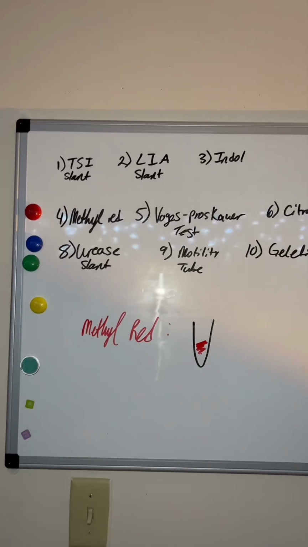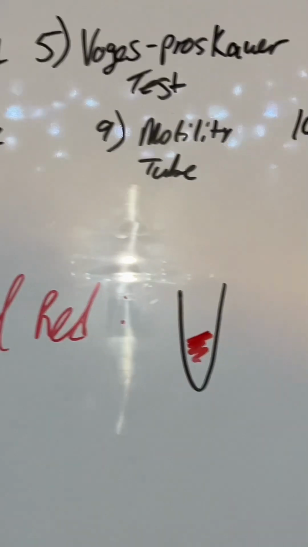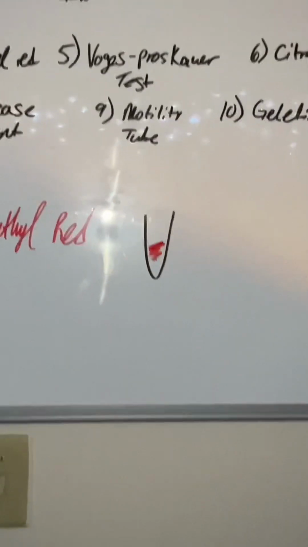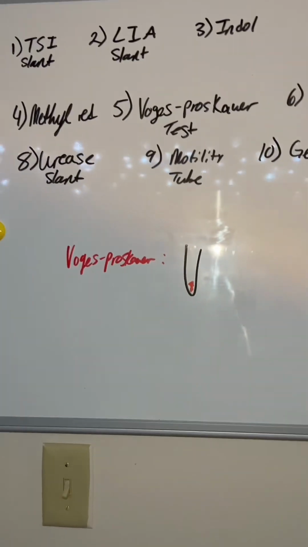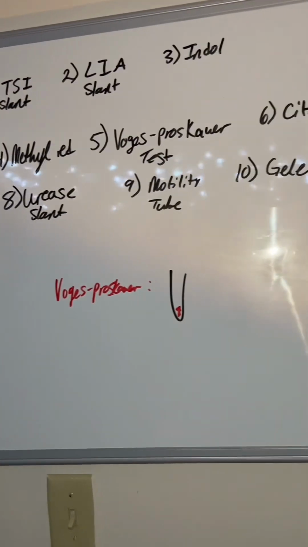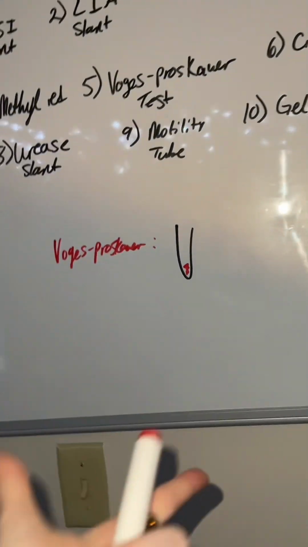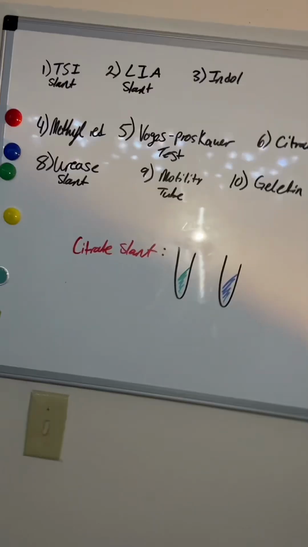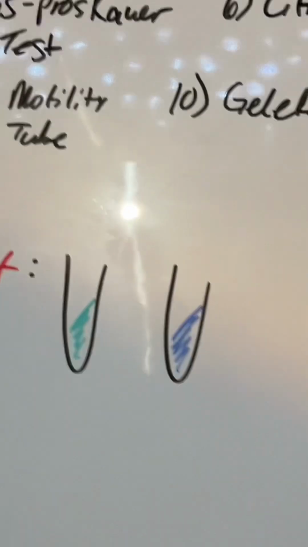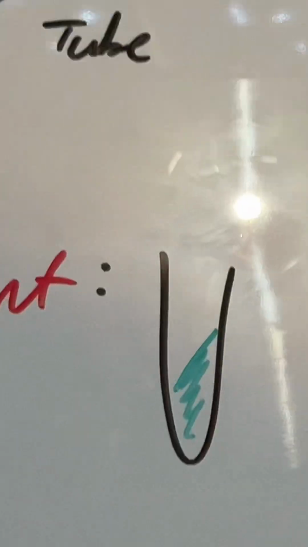Tube 4 is the methyl red. It's in the name. Positive is red. Any other color is a negative, even if it's brown. Tube 5 is Voges-Proskauer, and positive is red, any other color is a negative. Tube 6 is the citrate slant. Neutral or negative is any sort of teal, positive is blue like that eraser.